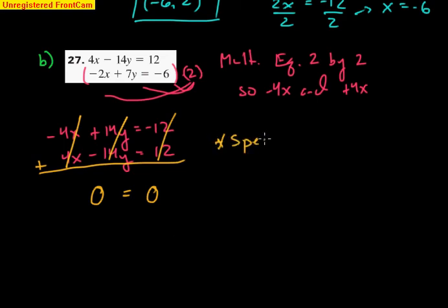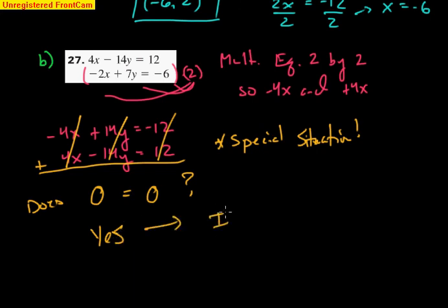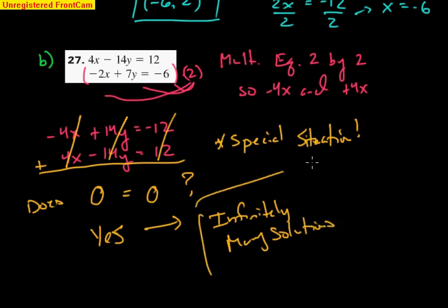So this is a special situation. It's special. What is the answer? It's not going to be a point. It's not going to be like the other ones. It's going to be something different. Well, ask yourself, does 0 equal 0? And the answer is yes. So then we know the answer is not no solution. So you just have to remember the other solution. If the answer is yes, infinitely many solutions.